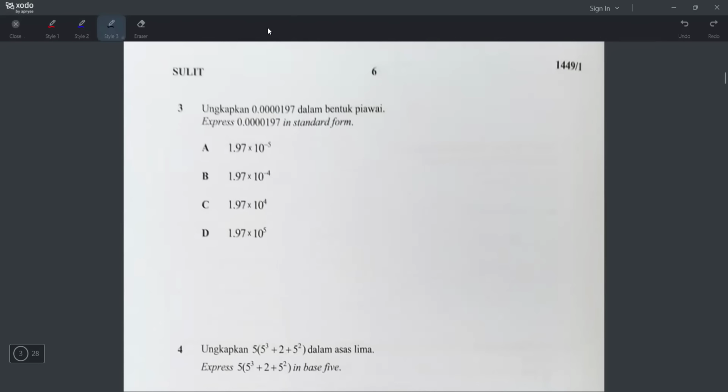Okay, number 3. This is a lower form chapter. You learn this in lower form, standard form. Express 0.00000197 in standard form. Standard form means bentuk piawai, and bentuk piawai means they need to write it in this form, a times 10 power n.